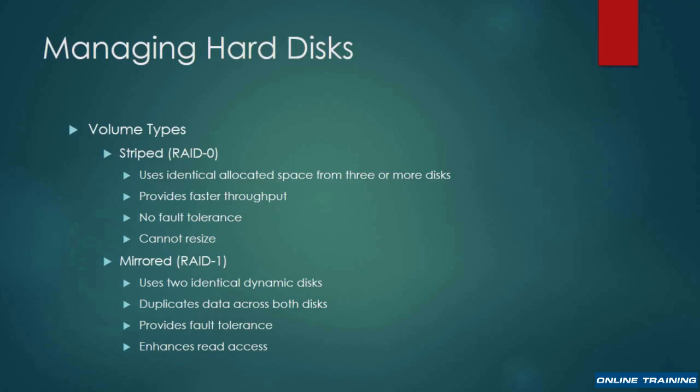A mirrored volume is RAID level 1. This is using 2 identical dynamic disks, and it duplicates the data across both of those drives at the same time. So this provides fault tolerance. It enhances read access because you can read off of both of them. It is predominantly for redundancy, though. If I lose a drive, I have an identical copy on another volume. And so from a redundancy perspective, there really isn't anything that matches the mirrored volume.